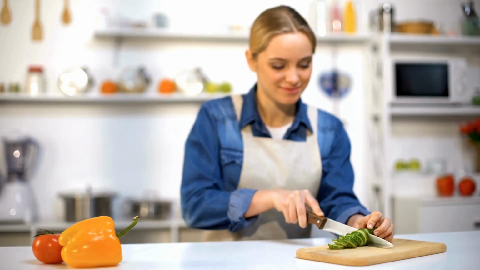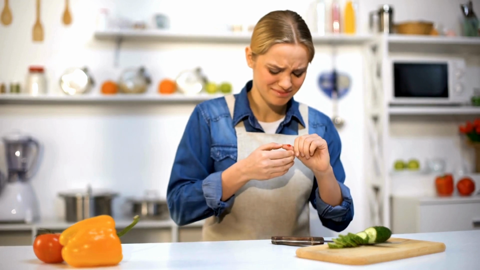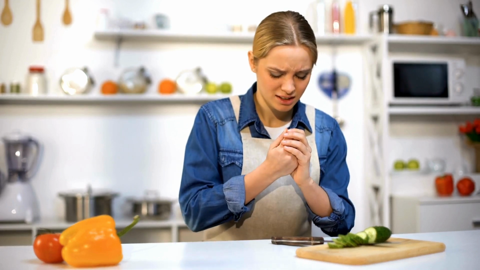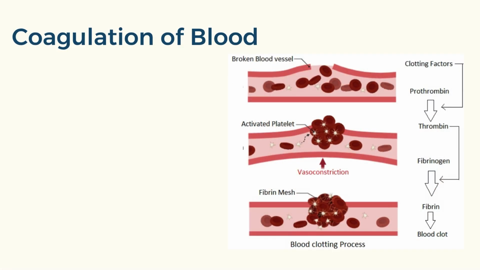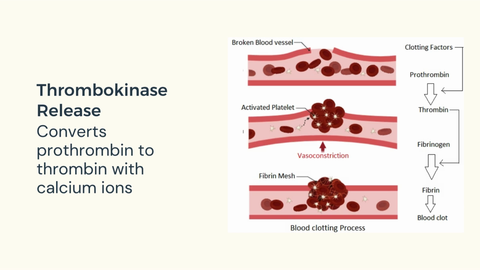Have you ever noticed that when you accidentally cut your finger, it bleeds for a while and then stops? This process is related to blood coagulation. Let's discuss it. When there is injury to a blood vessel, platelets release factors that initiate the clotting cascade. Thrombokinase is released, converting prothrombin to thrombin in the presence of calcium ions.